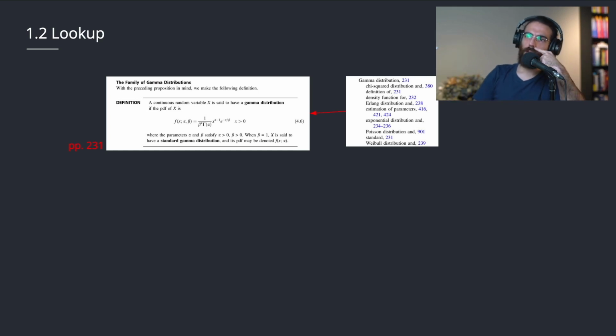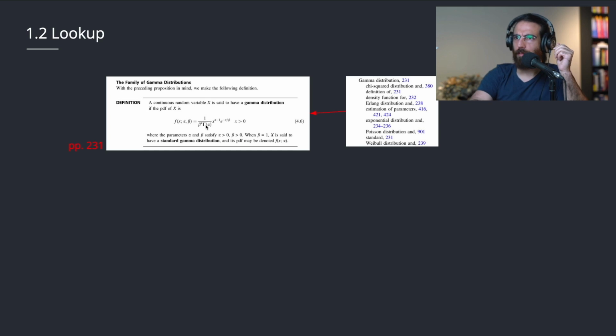Now, perfect. It gives us a definition. So it tells us that alpha and beta are parameters, but it doesn't say anything about gamma. It's right there. And we don't know what the word parameters means. So what do we do?